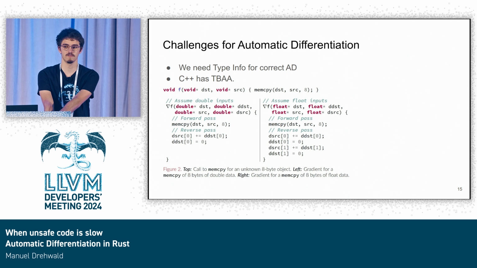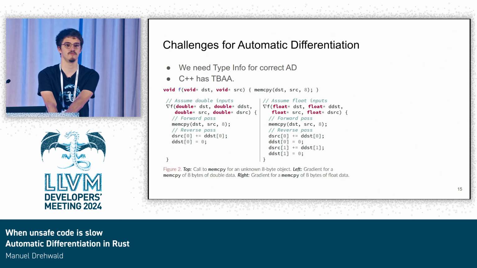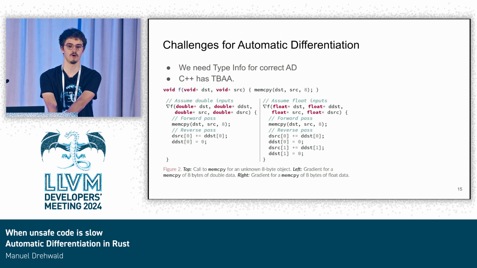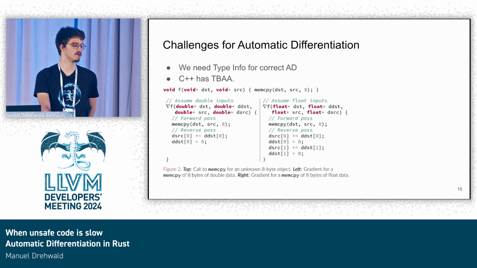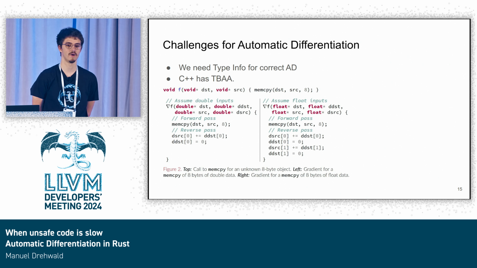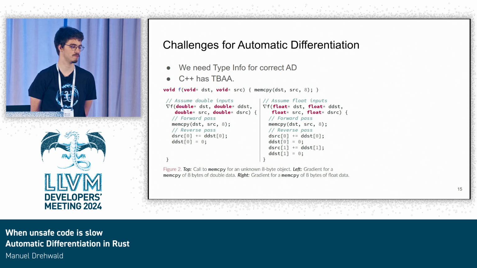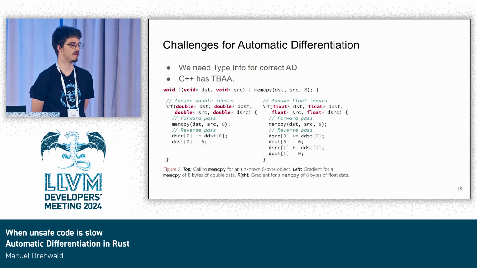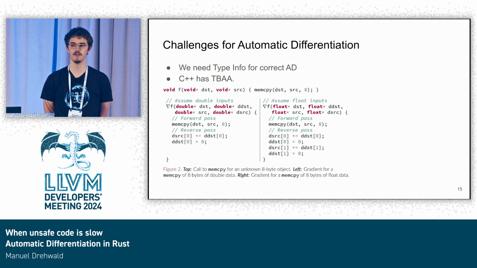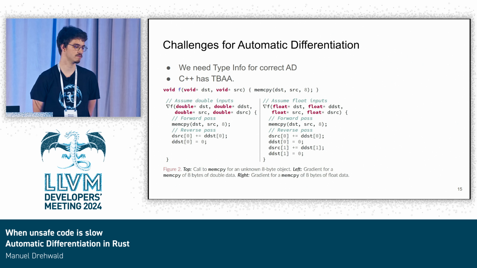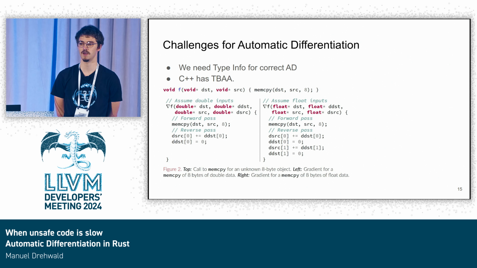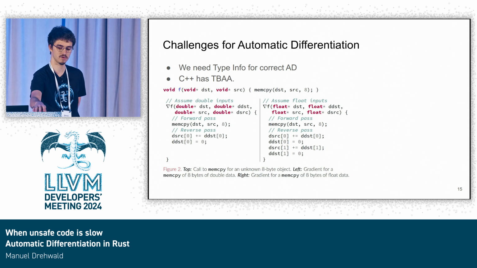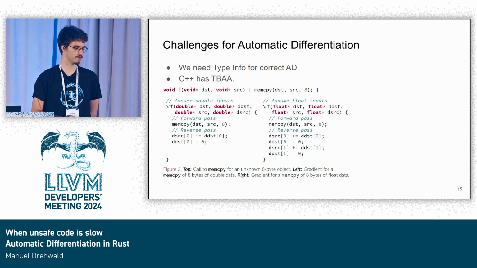In the case of AD, simply a memcpy is not a memcpy. So it does matter if you copy 64 bytes of floats or 64 bytes of doubles. And if you do not know which one you do, as you can see on the bottom left, you might get the wrong derivative, which is pretty bad. So on the C++ side, we are lucky. C++ has TBAA, which gives you some information. Not all the way, but I mean, it's decent enough. On the Rust side, it's a bit bad. We don't have TBAA yet, and we will probably not get it. So we need to think of some other things.